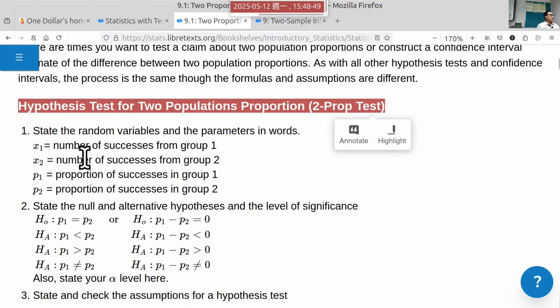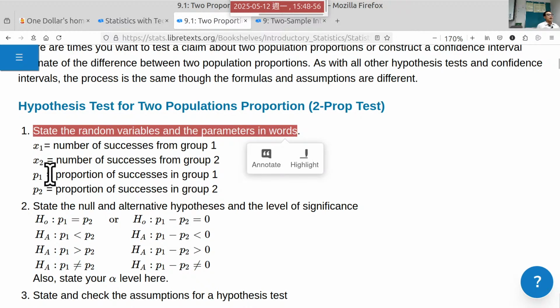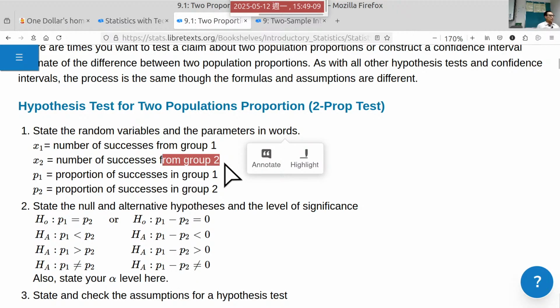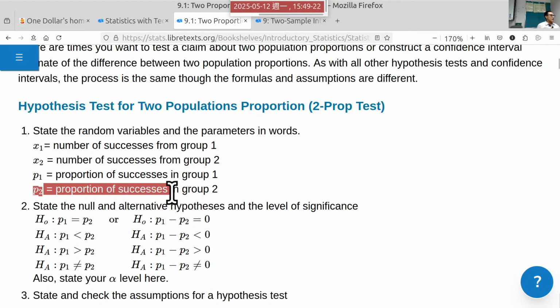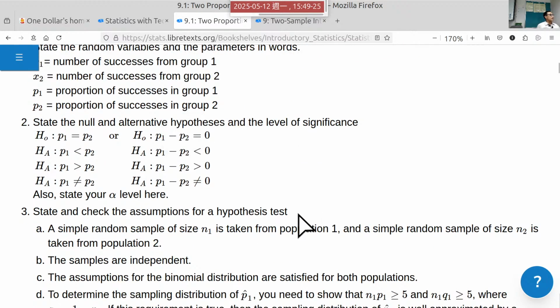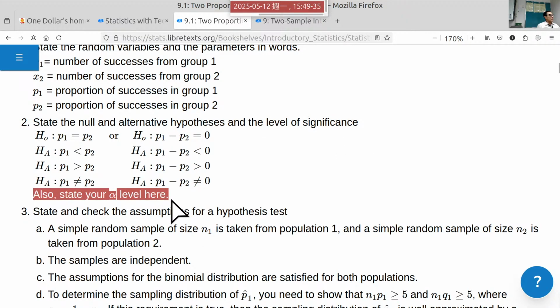Two proportion test. First, state the random variables and parameters in words. X1 equals the number of successes from group 1. X2 equals the number of successes from group 2. P1 means the proportion of successes in group 1. P2 means the proportion of successes in group 2. Then state the null hypothesis and alternative hypothesis and the level of significance. The level of significance is generally 5%.